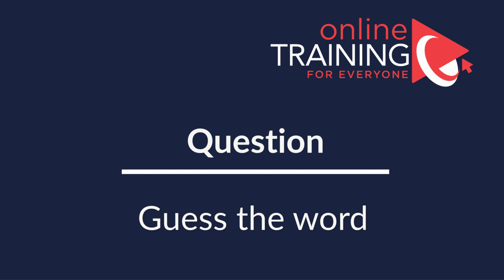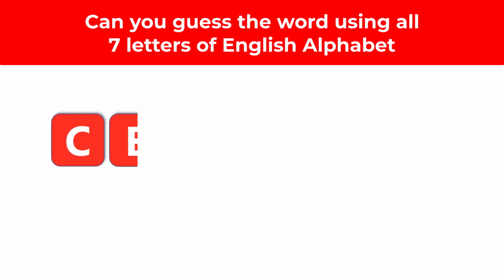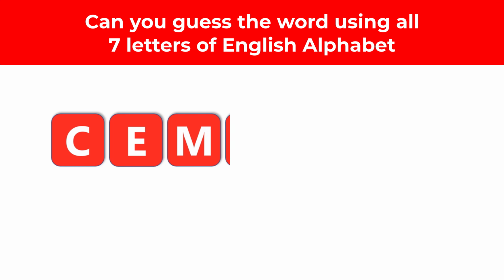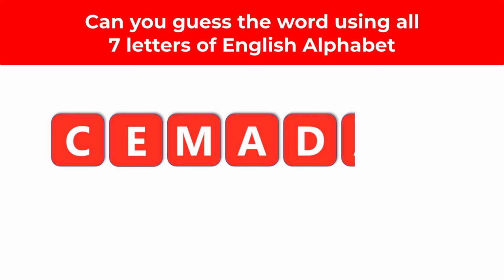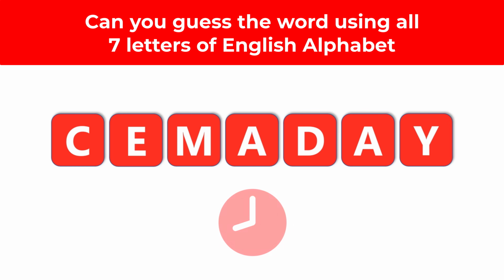Here's the tricky problem we frequently see on the test. You're presented with the 7 letters of the English alphabet. The letters are C, E, M, A, D, A, and Y, and you need to guess the word using all the letters presented. Give yourself 15 to 20 seconds, maybe longer depending upon your experience of guessing particular words. Do you see the answer? Let's continue to get to the correct solution together.